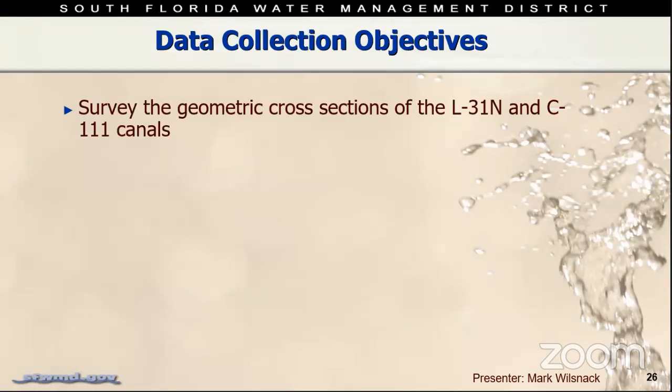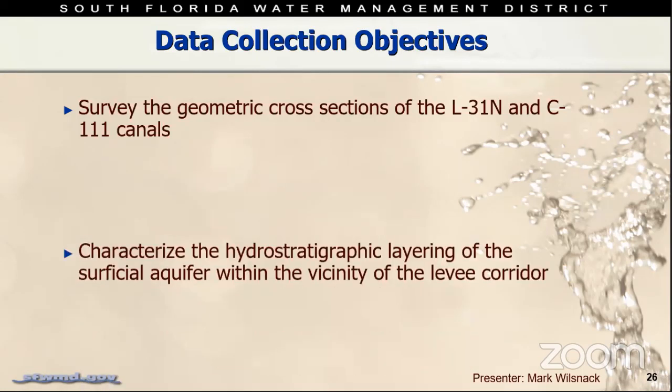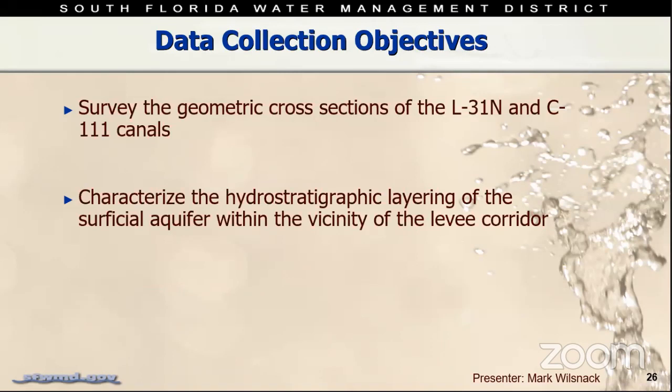So the objectives of our data collection efforts to accomplish this would be, of course, to survey the geometric properties of the L31N Bar Canal. Of course, C-111 is just to the south. It'll continue into that. And then we can get an idea as to, again, how it fits in with the spatial properties of the aquifer.